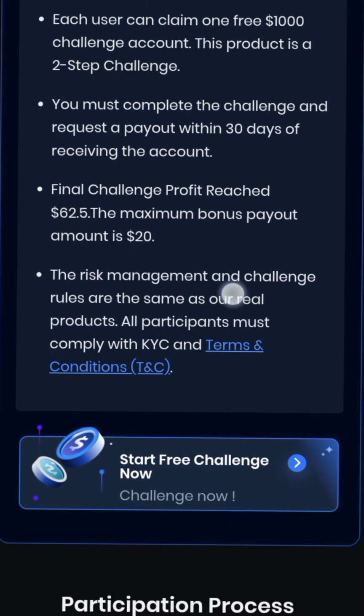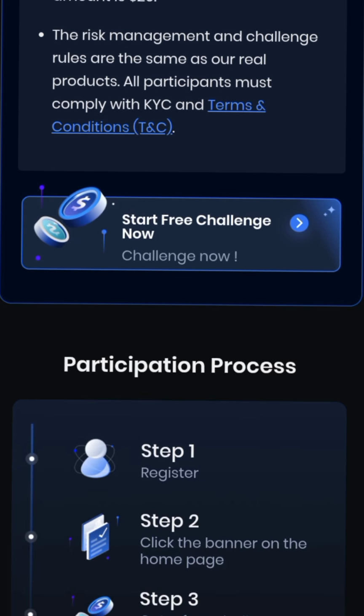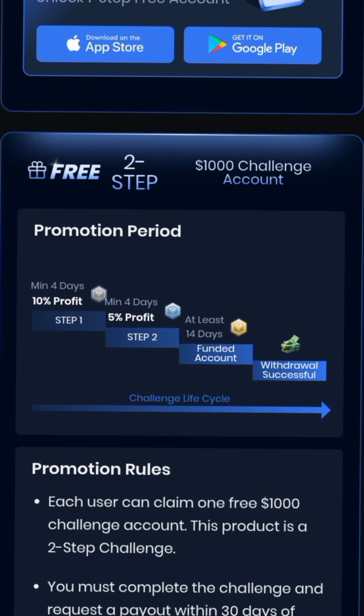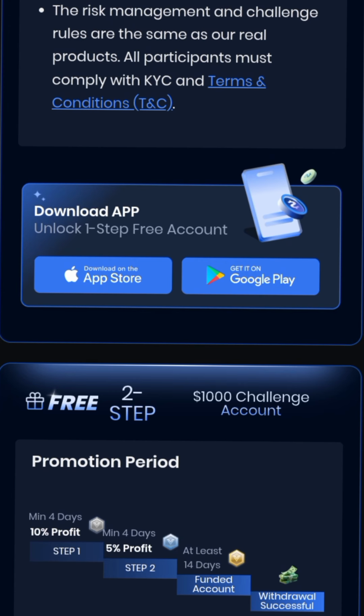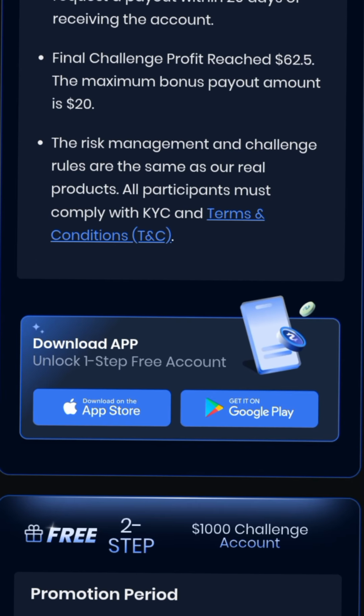And if you go down here, you can see the final challenge profit reaches 62.5, the maximum bonus payout is about $20 there. So these are just bonuses if you reach the ProFirm account and all that. These are the two available ProFirm accounts they are going to be giving you out for free. So you can choose between these two, the one that is more convenient for you, the one that is going to be suitable for your trading strategy, and you can make use of it to be profitable and have reasonable winnings for you to be able to pass the challenge.